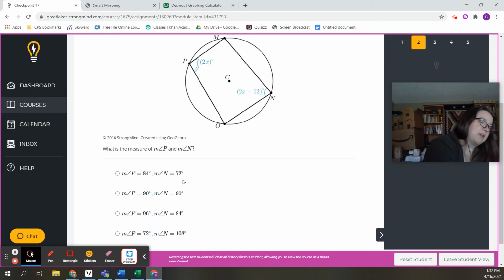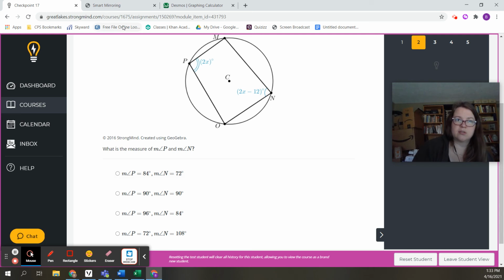So let's see. The measure of angle P was 2x. So we would do 2 multiplied by 48. And then the measure of angle N was 2x subtract 12. So we do 2 multiplied by 48 subtract 12.